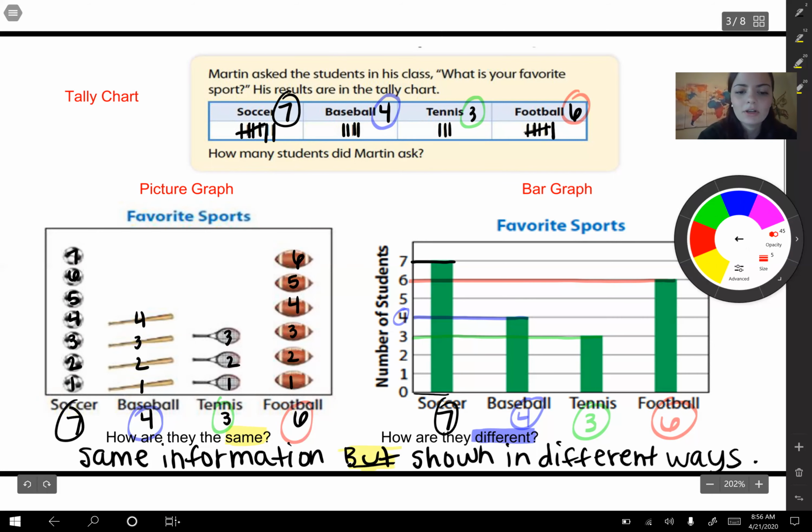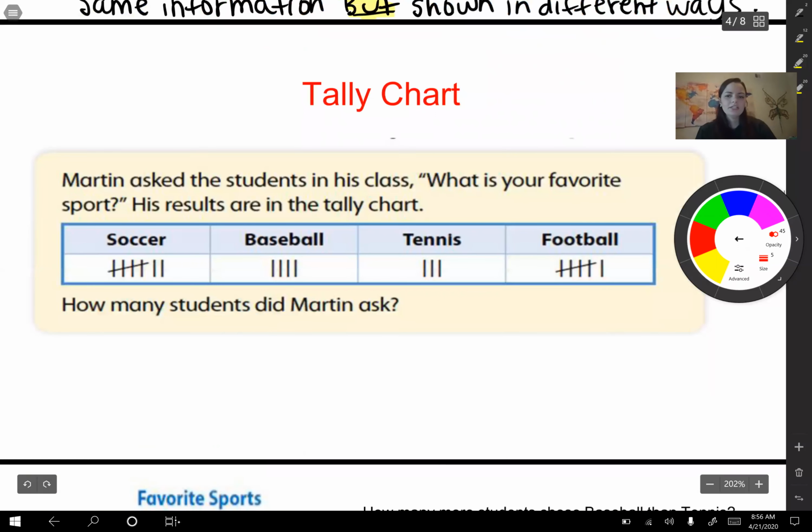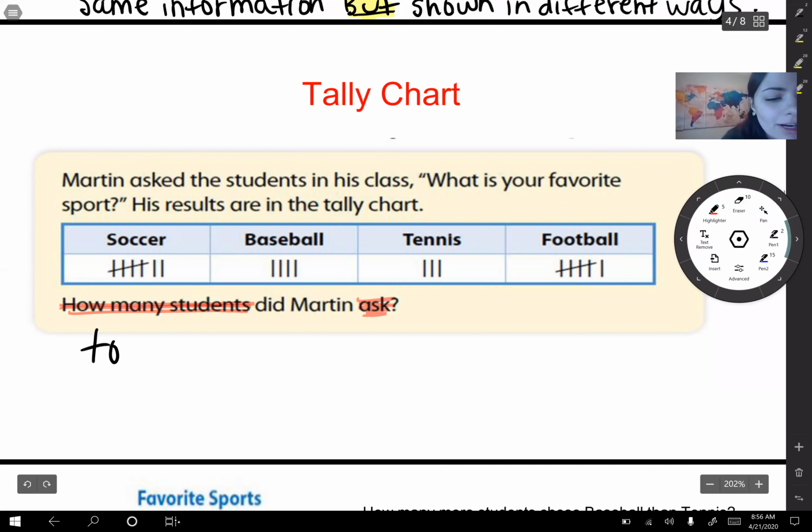All right, let's go to the next page, tally chart. So Martin asked the students, once again, what their favorite result is. How many students does Martin ask? Okay, so that's what our question is saying. How many students does Martin ask? So that's actually going to mean total, all right? Total.